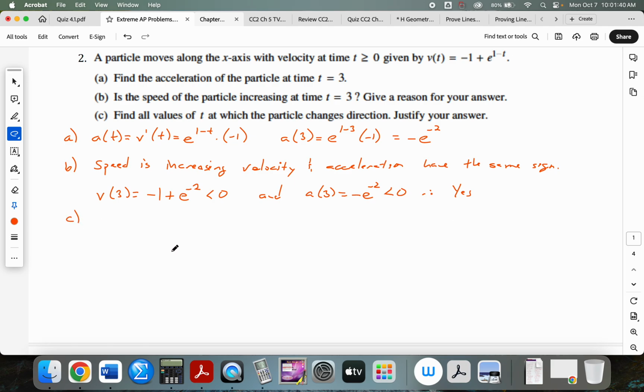And part C, find all values of t at which the particle changes direction. All right, so it'll change direction when the velocity changes sign. So, negative e to the 1 minus t is equal to 0. Oh, sorry. Where the velocity changes sign. So this would be negative 1 plus e to the 1 minus t is equal to 0.